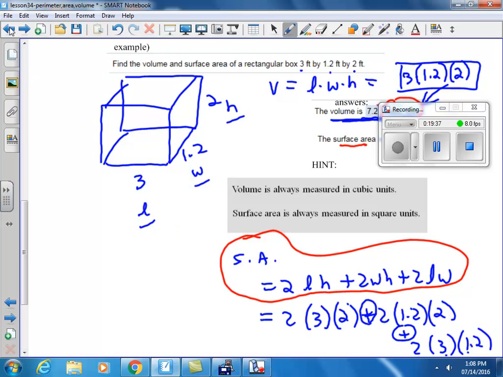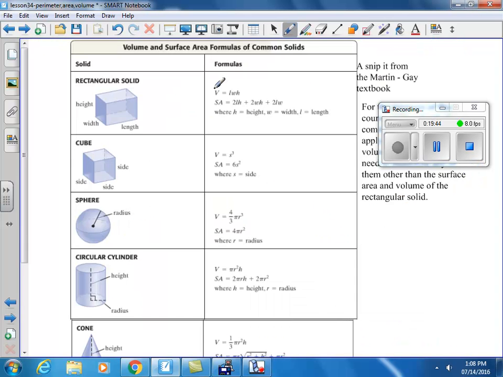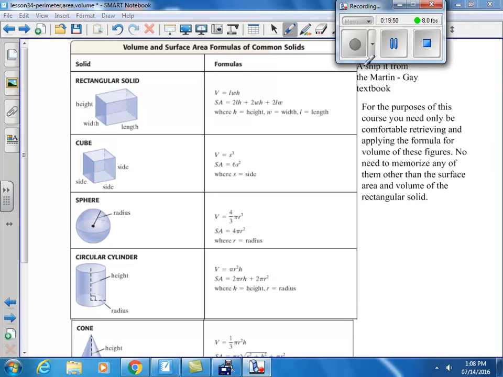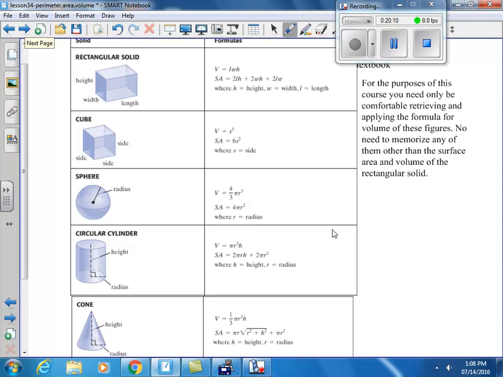Little side note, the only formulas I make you memorize for this course are the volume and surface area of the box. I do have a list here of other volume formulas for other figures that would probably be important. I snipped it from the Martin Gay textbook. Aside from the box, like the sphere, the cylinder, and the cone, I would give those to you, and you would just have to apply them. But I just wanted you to have them there for your records. Okay? I believe that sums it up. Congratulations. Good job out there.